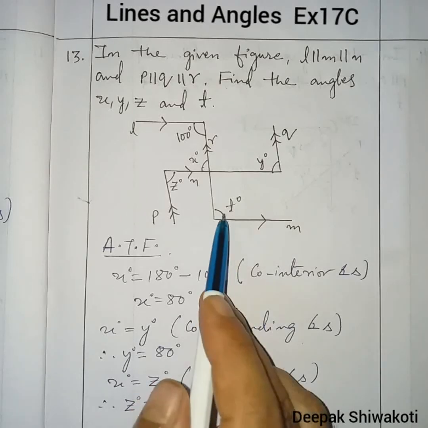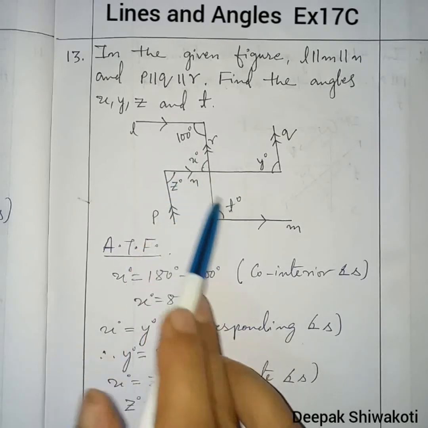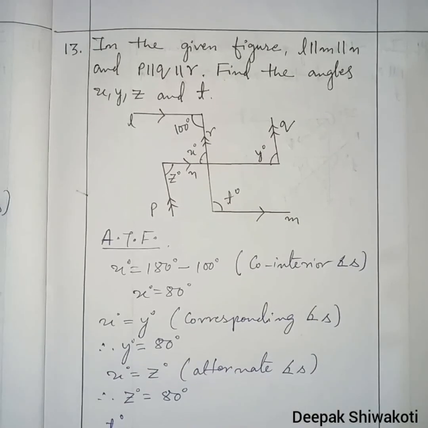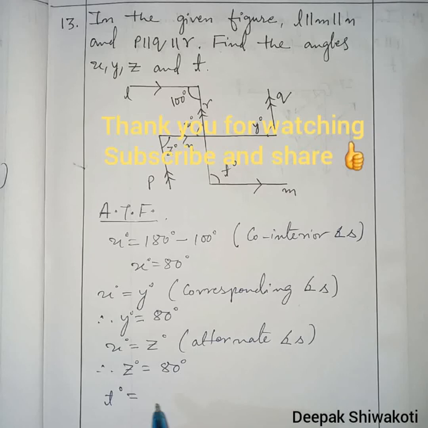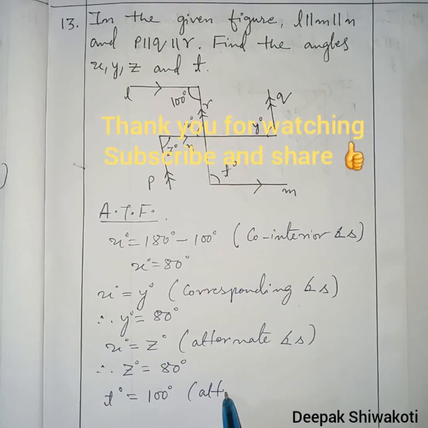And about this, t is alternate to this 100 degree. T and 100, these two are alternate angles, so therefore t degree is equal to 100 degree. Why? These two, 100 and t, these two are alternate angles.